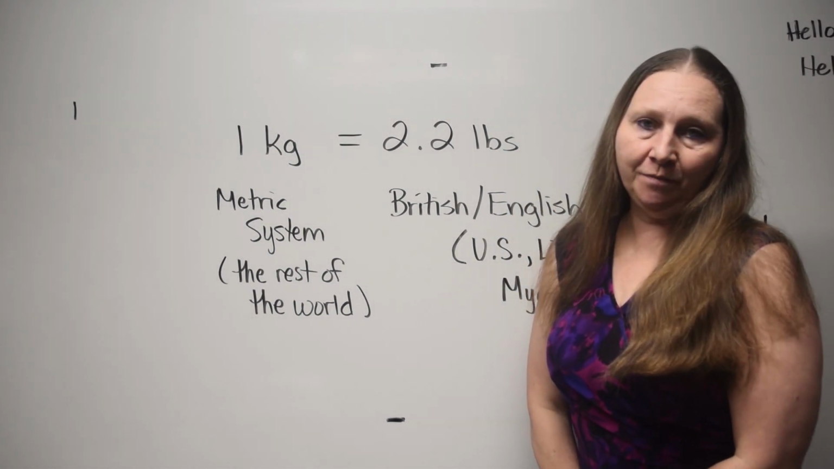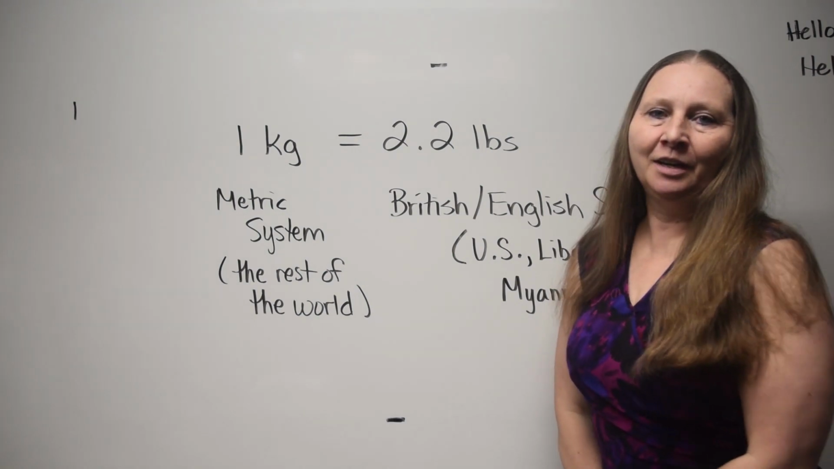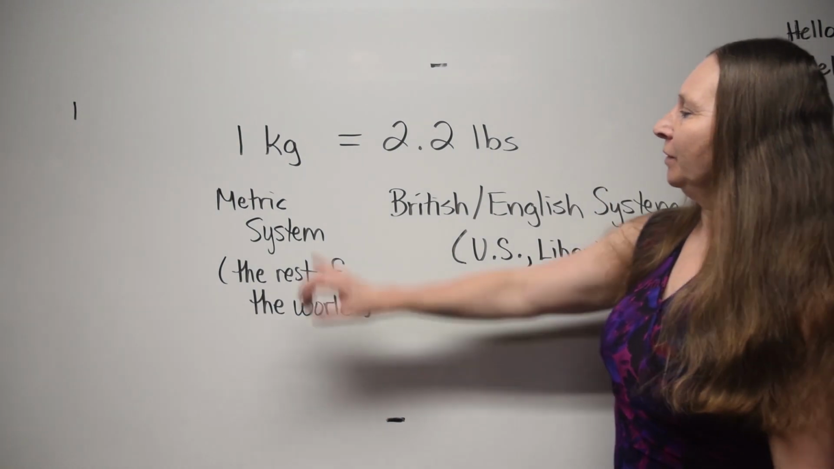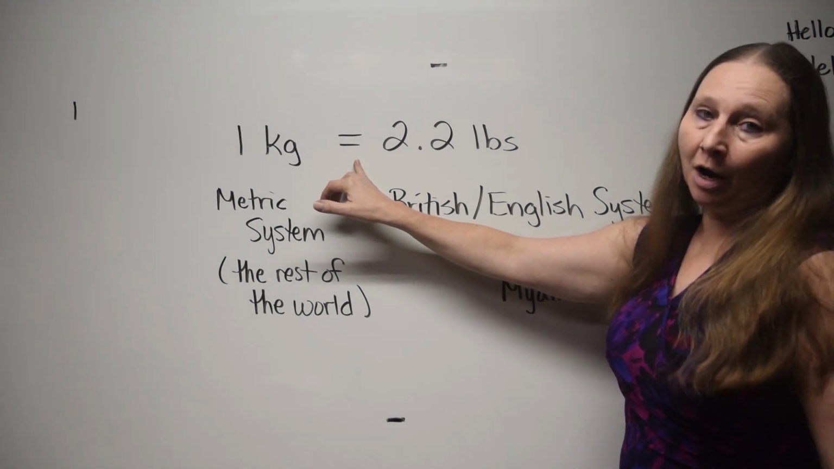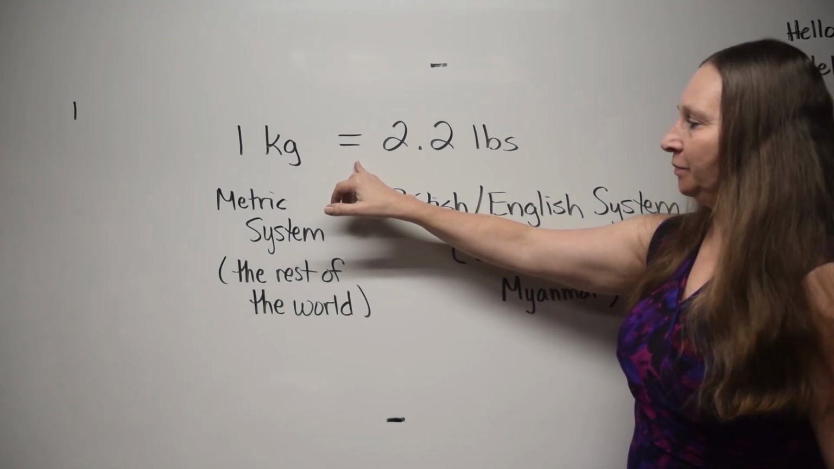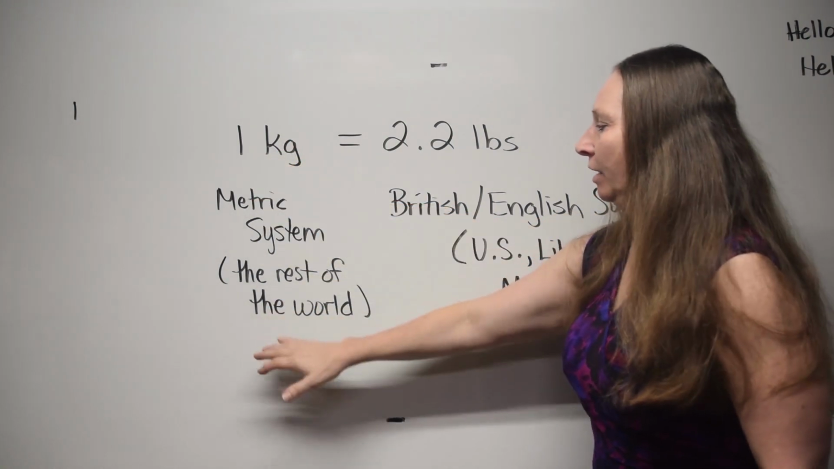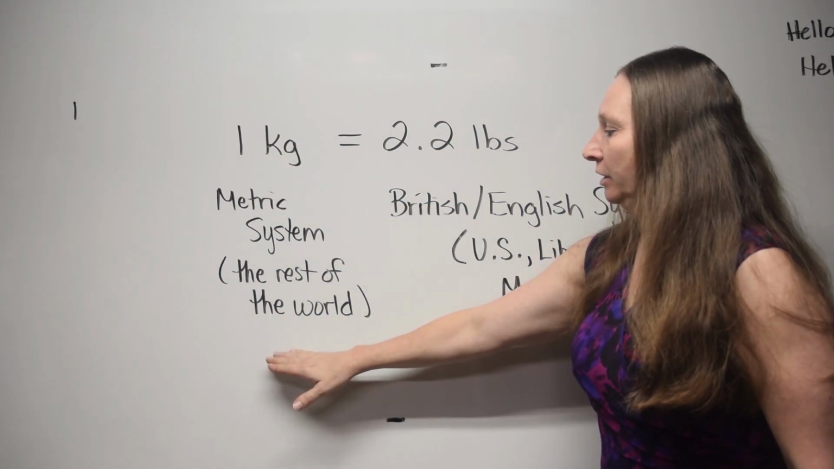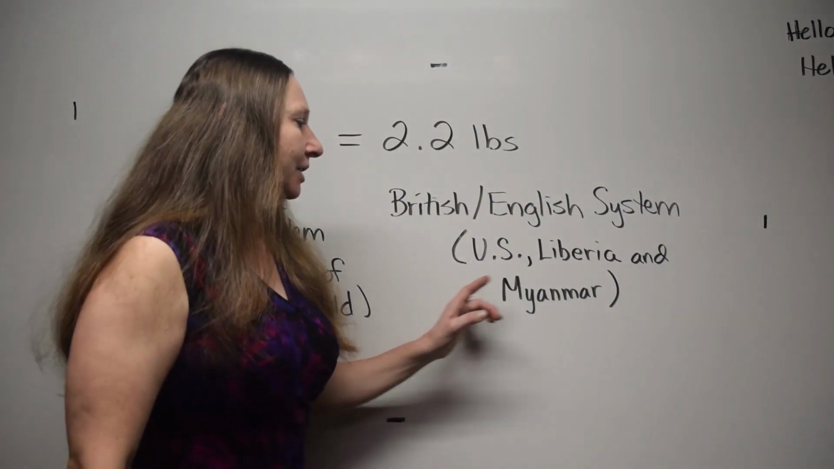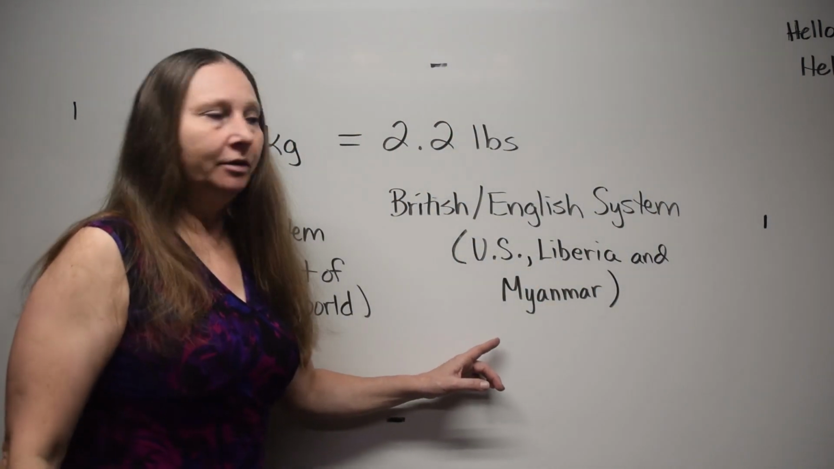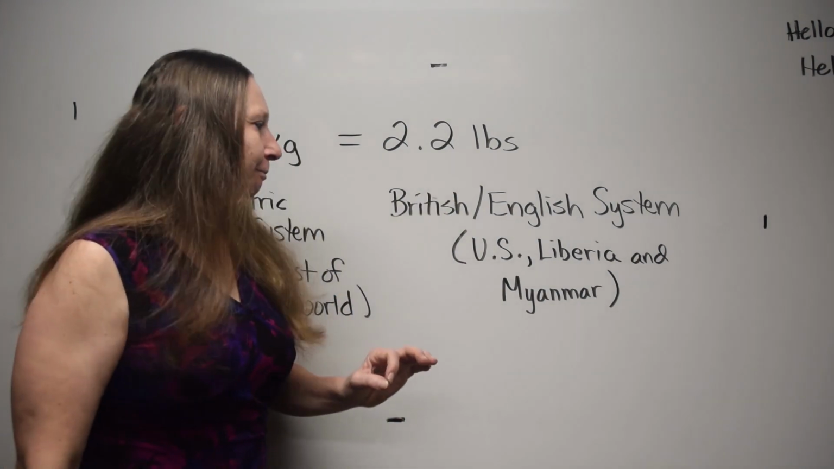So what we see from the approximate measurements in the real world that we were just looking at, 1 kilogram is equal to approximately 2.2 pounds. Now keep in mind that kilograms are used in the entire world except for the United States, Liberia, and Myanmar, which are still using pounds.